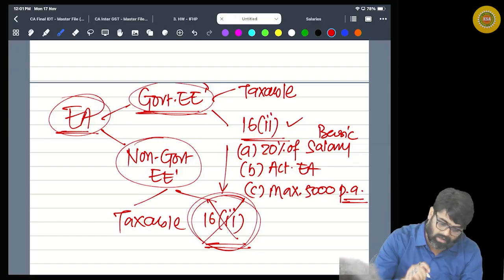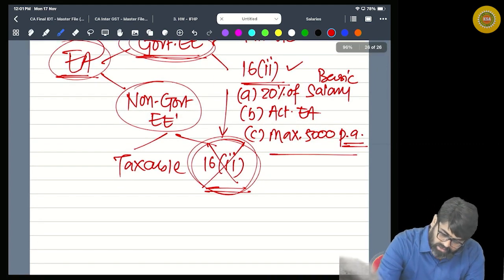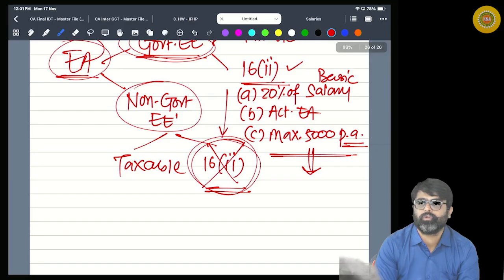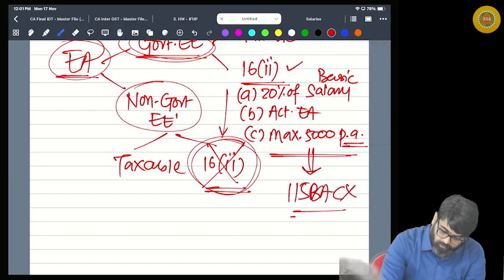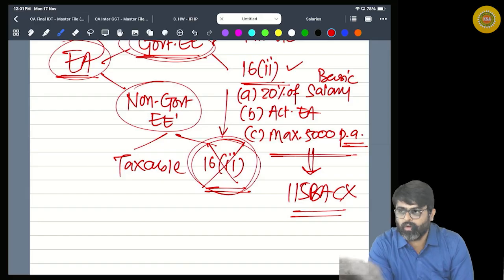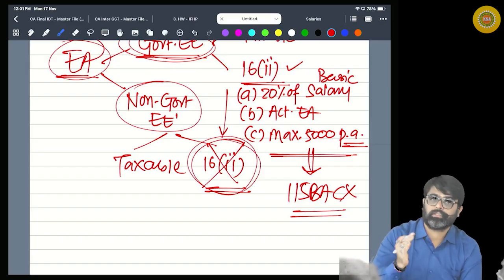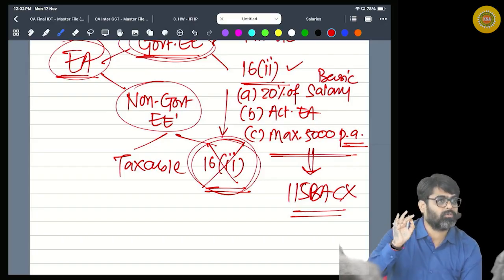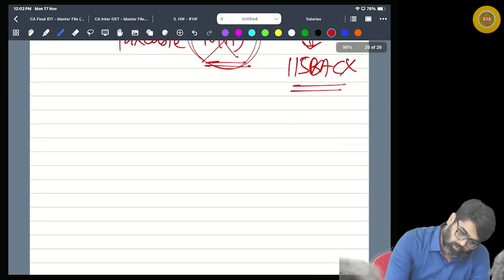But that will be available only to the government employee. And remember, this deduction under section 16 clause 2 will be available only if the assessee does not follow 115BAC. If the assessee follows 115BAC, then even if you are a government employee, the section 16 clause 2 entertainment allowance deduction will not be allowed. Yes or no? Tell me. Now tell me one thing.